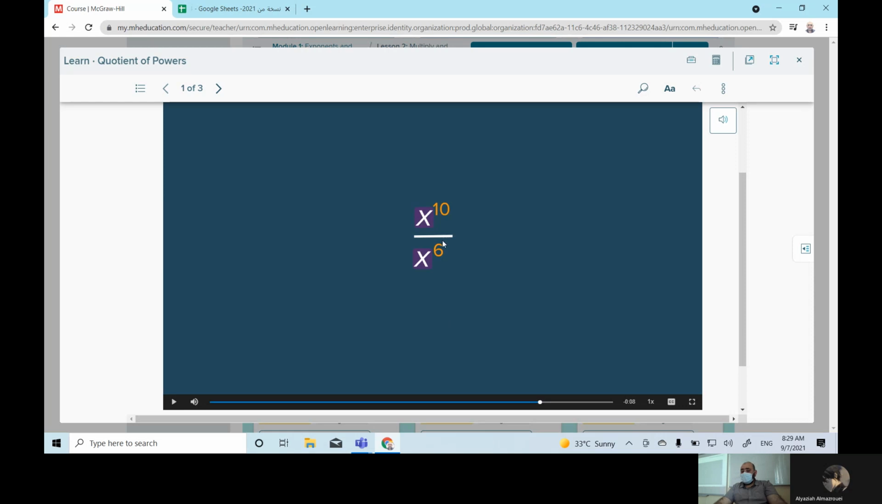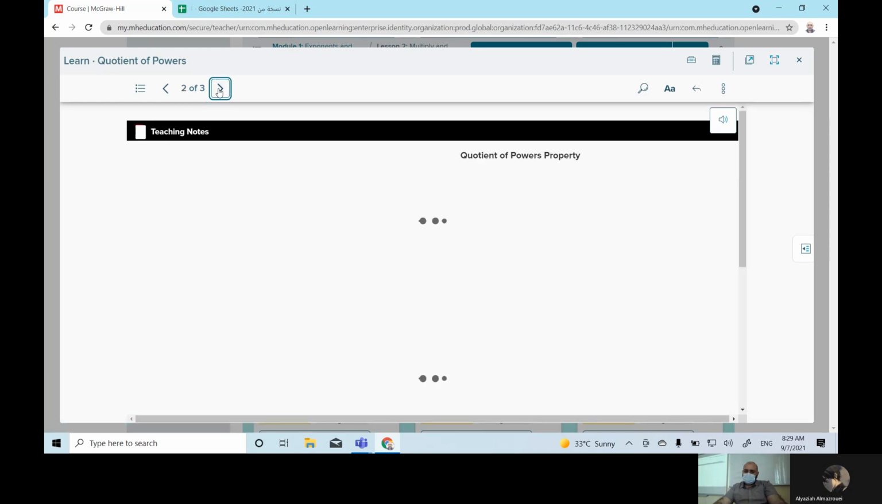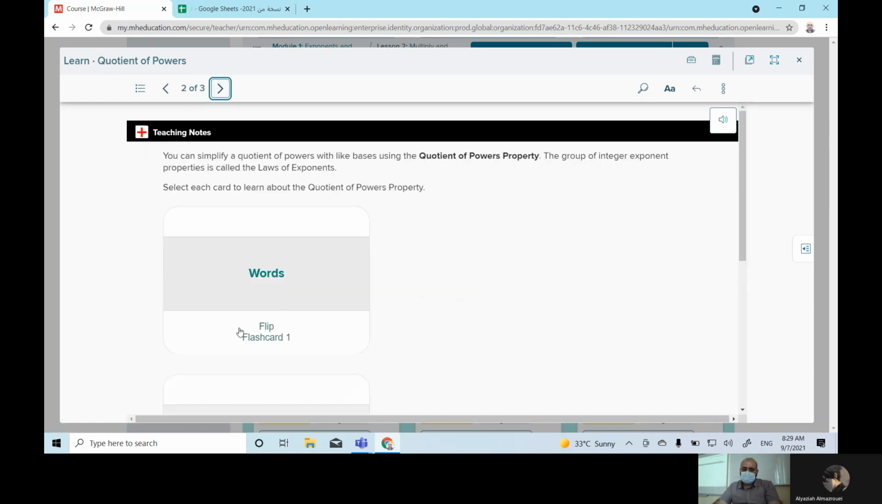X exponent 4. 10 minus 6 is 4. We get the base by subtracting the exponents. The quotient is x to the fourth power. So what is the rule? Write please this line: to divide powers with the same base, subtract their exponents.